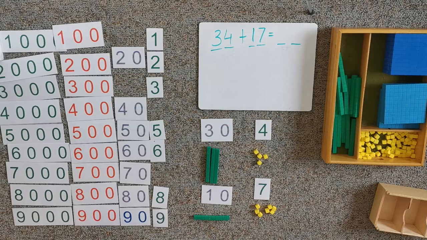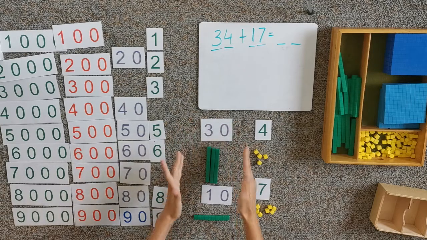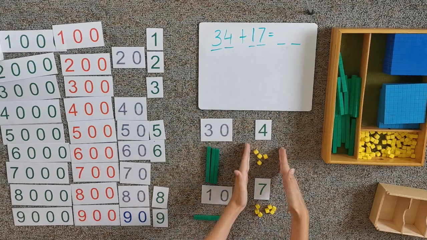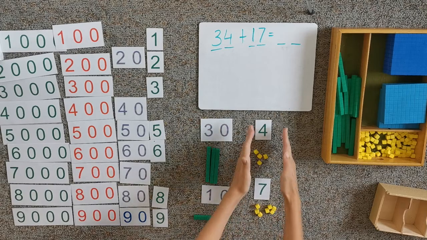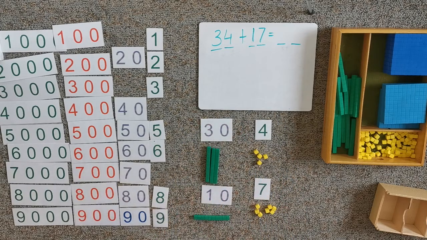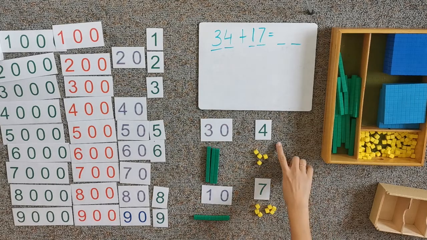So we can be more consistent at home and at school. A ver, where do I need to start? 30 plus 10 or 4 plus 7? The ones or the tens? Exactly, I need to start with the ones because they are the smallest and we need to take care of them first. So, 4 plus 7.